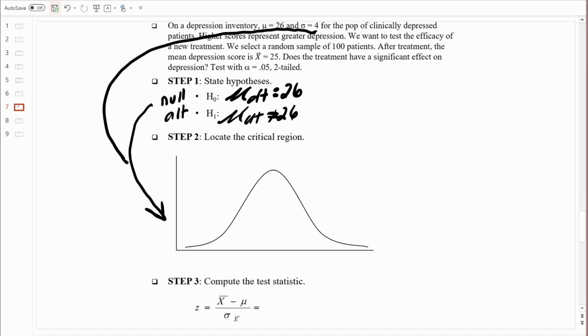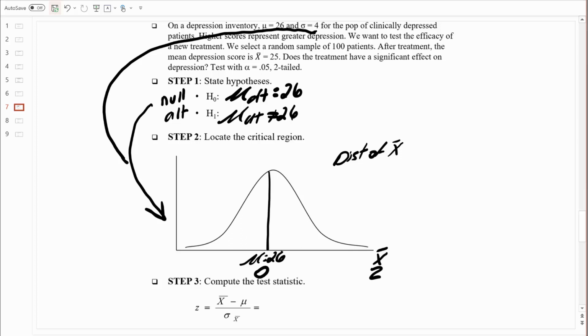So let's label up our distribution. This is a distribution of sample means. According to central limit theorem, the expected mean of this distribution of sample means will be equal to the mean from the parent population. So in other words, right there in the middle, mu equals 26. On that line right there, we are listing sample means, and right below it, we will list z-scores. A mean of 26 would transform into a z-score of 0.